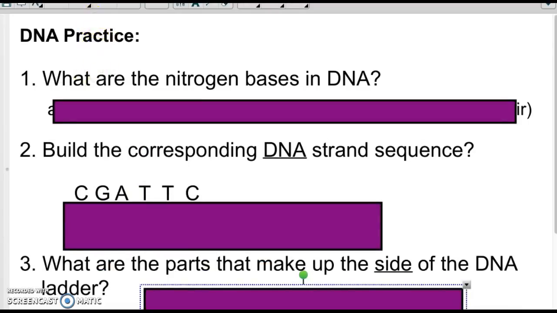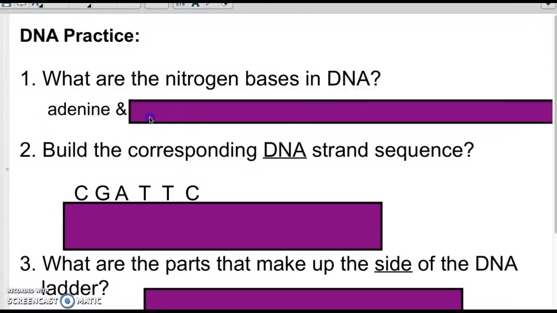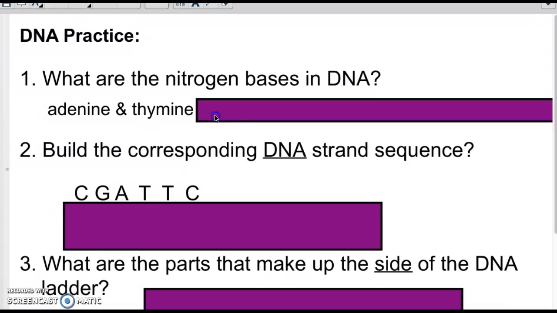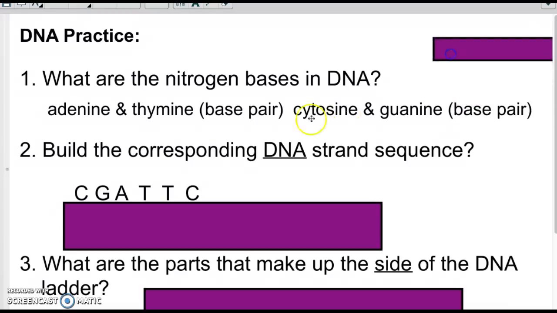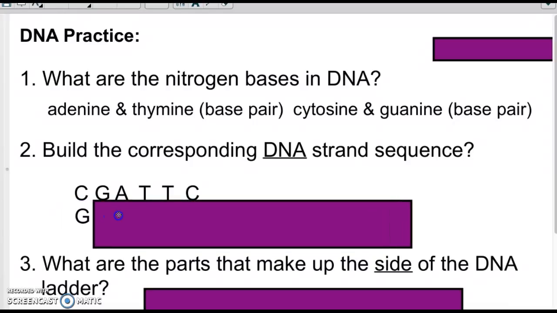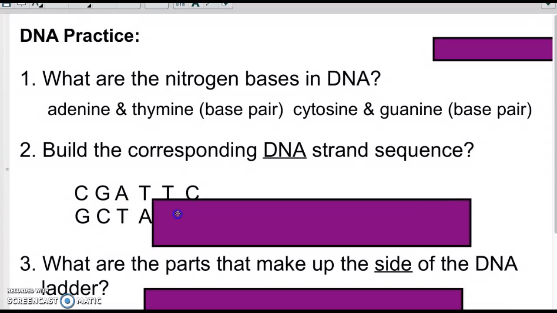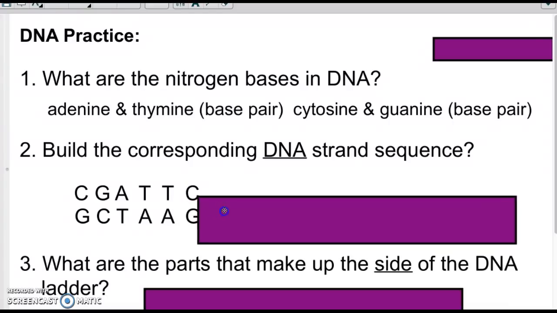So let's remind ourselves: what are the nitrogen bases in DNA? Adenine and thymine equal each other, and cytosine and guanine equal each other. They go together. So build the corresponding DNA strand. If we were to make this double helix, what would be the matching base pairs? Hopefully you can answer as I answer: G, C, T, A, G.